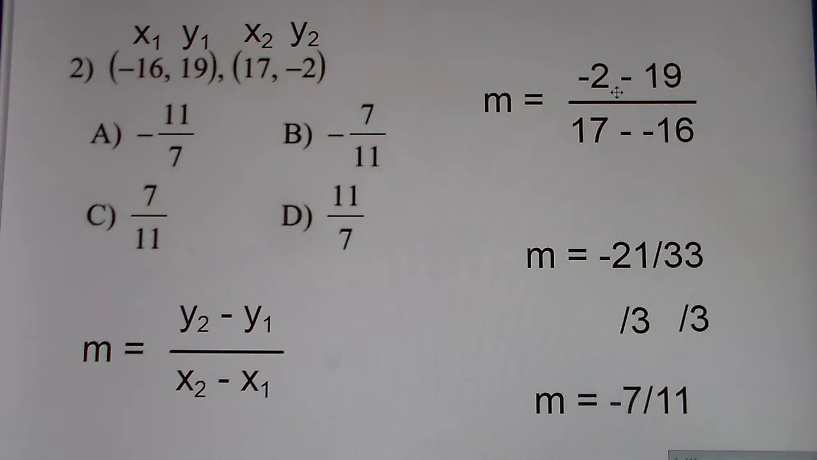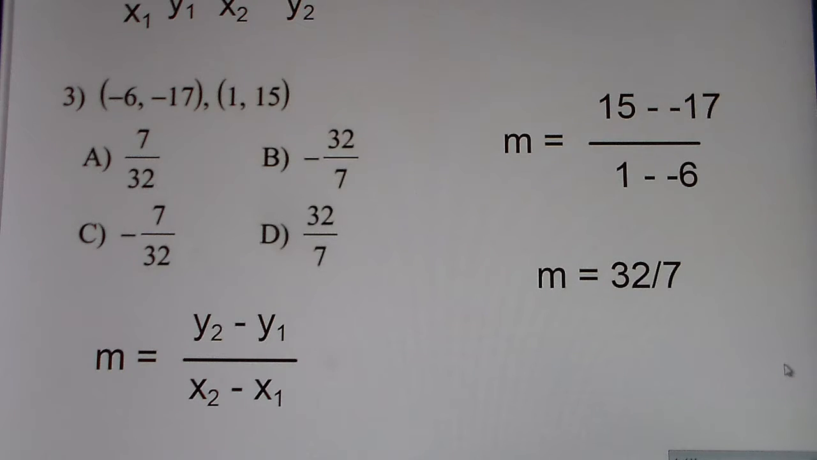x1 is negative 16. So it's 17 minus a negative 16. We combine like terms. Negative 2 minus 19 gets you negative 21. 17 minus a negative 16 gets you 33. So our slope is negative 21 divided by 33. Now both 21 and 33 are divisible by 3. So negative 21 divided by 3 gets you negative 7. 33 divided by 3 gets you 11. The reason why we divided by 3 was just to simplify this fraction to make it smaller. So you have to remember how to simplify fractions to get the answer of negative 7 over 11. That would be B, because 7 is on top.